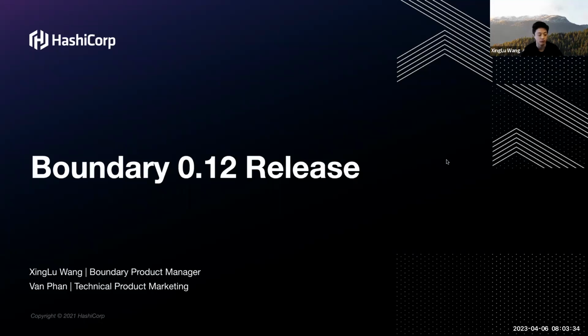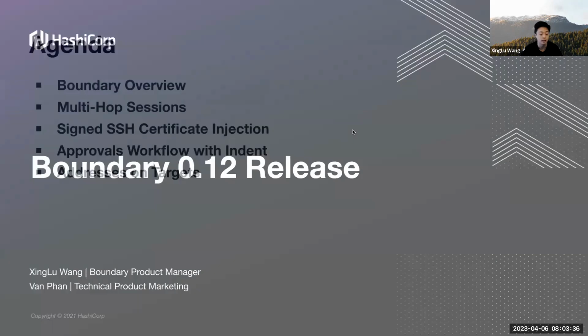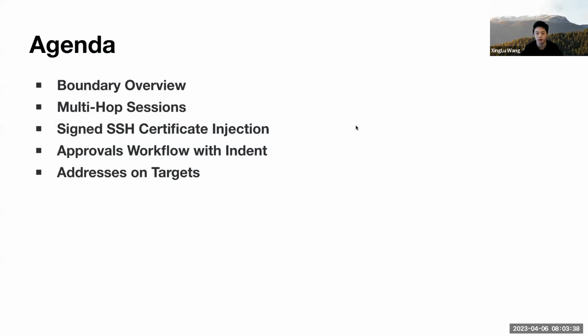Today we're just going to go over a quick overview of Boundary for those that aren't as familiar or just want a quick refresher. And then we'll talk about 4 of the new features out of many in the latest 0.12 release. And those are going to be multi-hop sessions, signed SSH certificate injection, approvals workflow with Indent, and supporting addresses directly on targets.